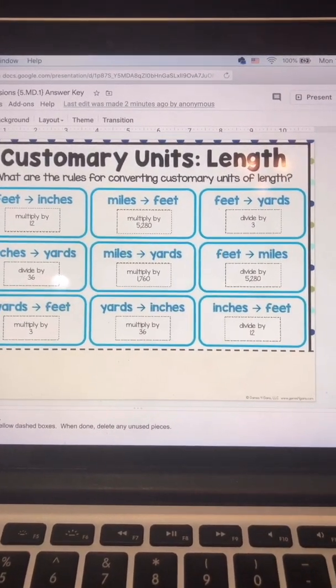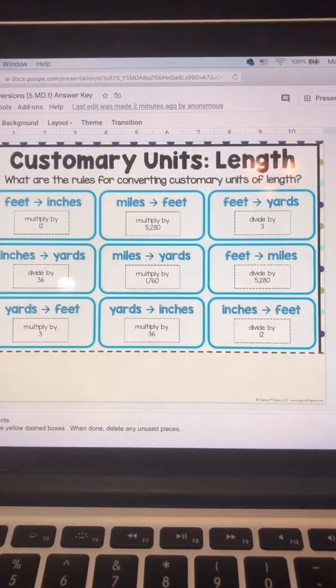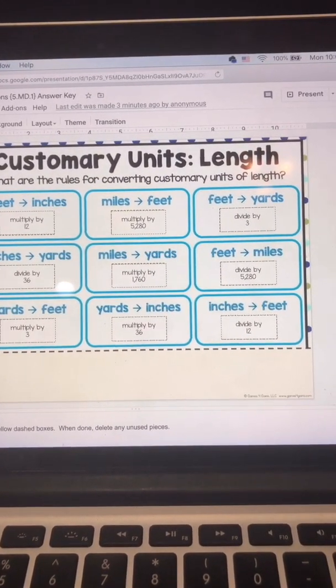So if something is a larger unit, then you're multiplying. If something is a smaller unit, then you're dividing.